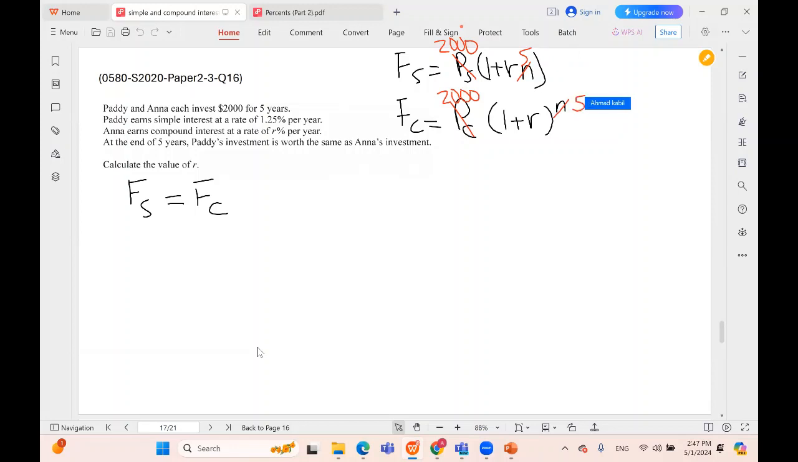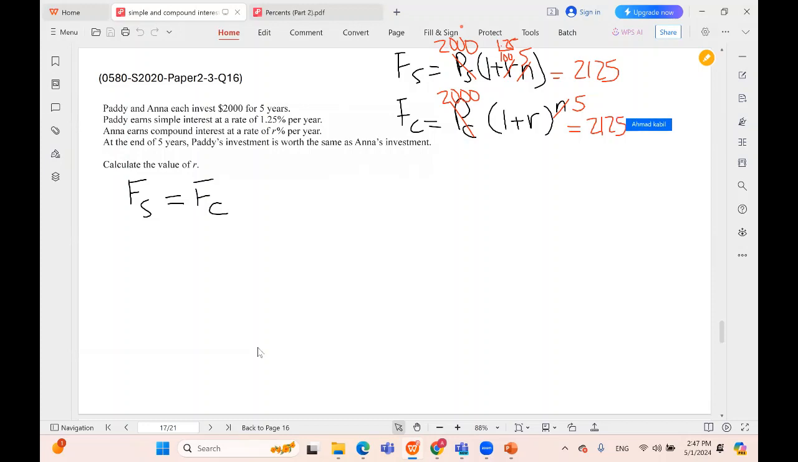The R in the case of simple interest is 1.25%. So this is 1.25 over 100. So we can evaluate this here. So 1.25 divided by 100, and then multiplied by 5, and then added to 1, and then multiplied by 2,000. This gives us 2,125 as a final answer. And we know that Fs equals Fc, so we know that this is 2,125 as well.